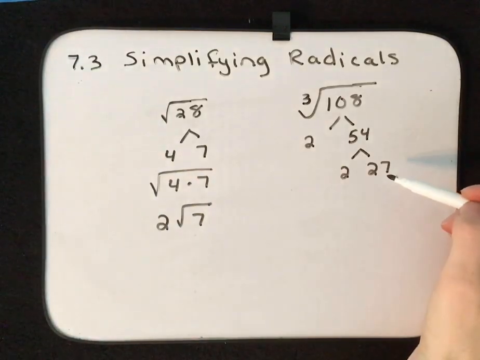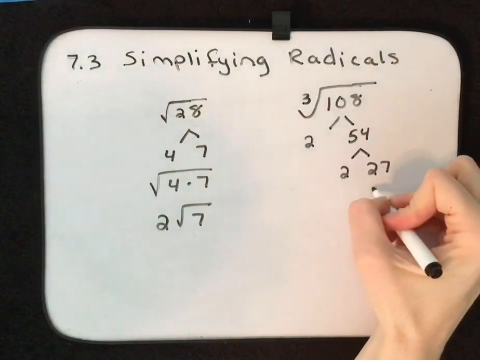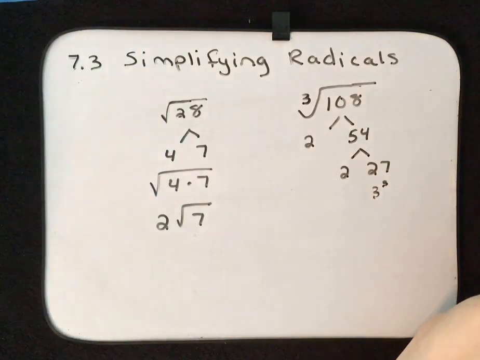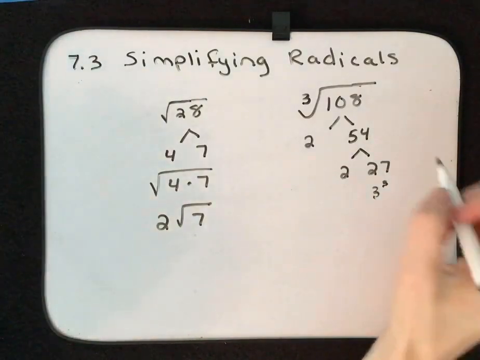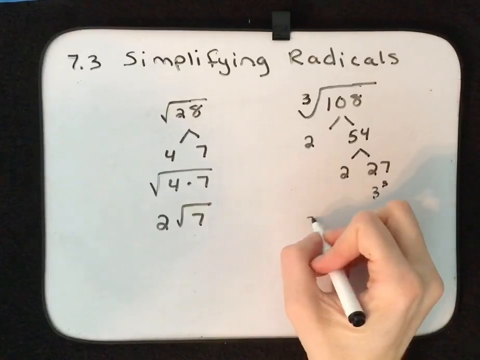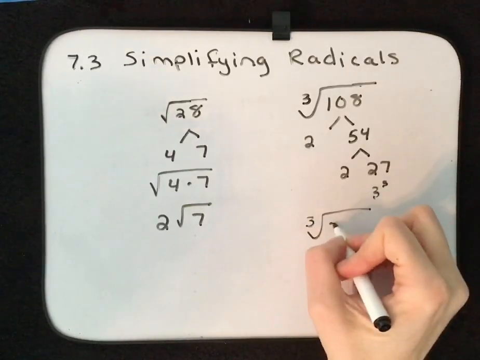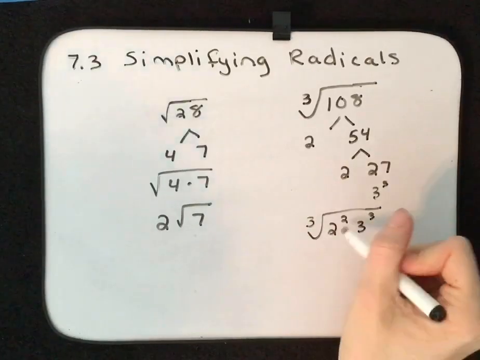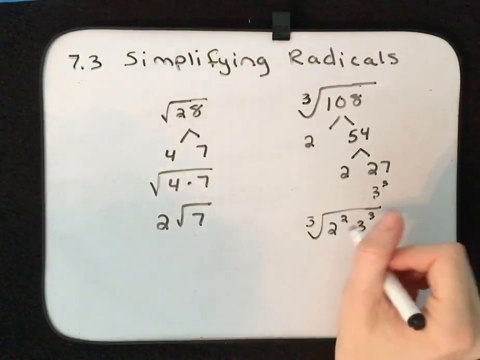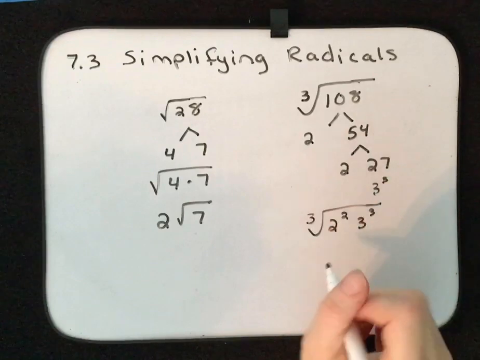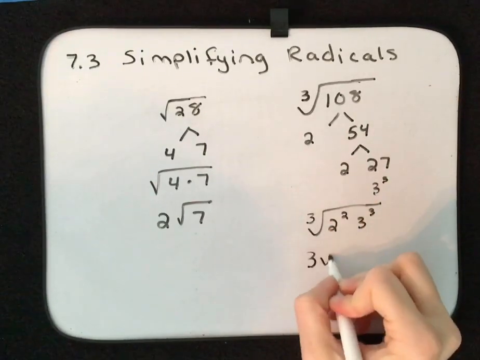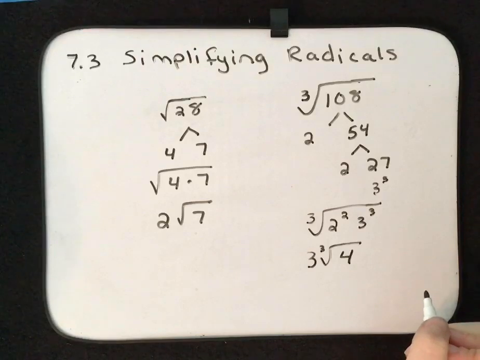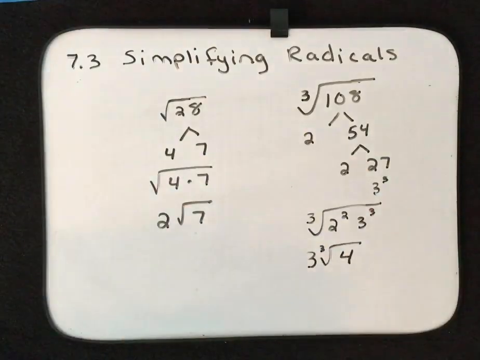So let's think about 27. Well, 27 is 3 to the third. So that's something that we can use a little bit of. So we could rewrite 108 as the cube root of 2 squared, 3 cubed. Well, 2 squared, that's not going to do me any good. I don't have enough to pull out. But 3 to the third, I can pull that out. So that's going to give me 3 cube root 4, with 4 left over inside. Let's try again.